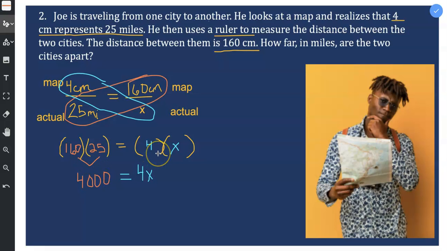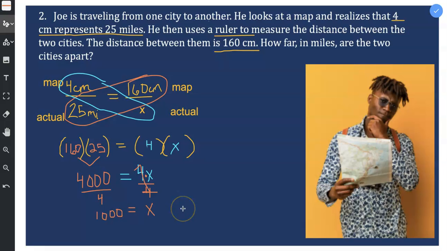Once we get the cross products, the final step is to figure out what the coefficient of the variable is. And the coefficient is the 4. So we divide both sides by the 4 because the opposite of multiplication, 4 is being multiplied by x, the opposite of that is division. 4 divided by 4 equals 1, so we're left with 1x on the right side. 4,000 divided by 4 is 1,000.